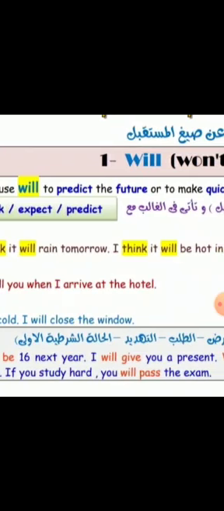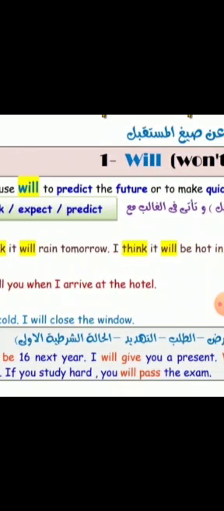Number two, prediction with no evidence. When I have no evidence to speak about the action, like: Egypt will win the match. I am not sure, not 100%. Egypt will win the match.